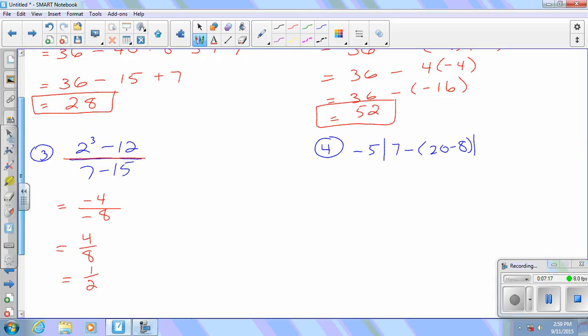Anytime that you've got an answer in fraction form, it always needs to be reduced to lowest terms, and most of the time you will not convert it to a decimal.